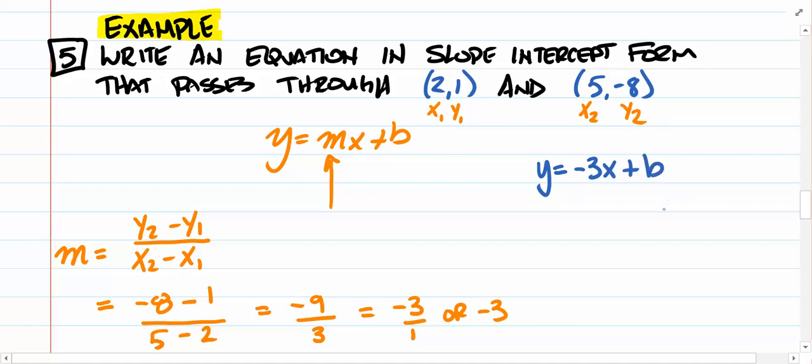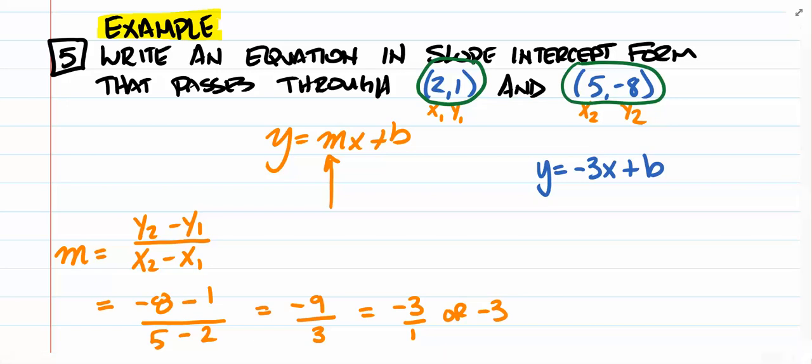Now I need to figure out a value for b. You have a choice. You can either choose the first point or you can choose the second point. It does not matter. Both answers will give you a correct solution. I'm going to go ahead and choose the first point, 2 and 1, and I'm going to substitute in my values of x and y into my equation.